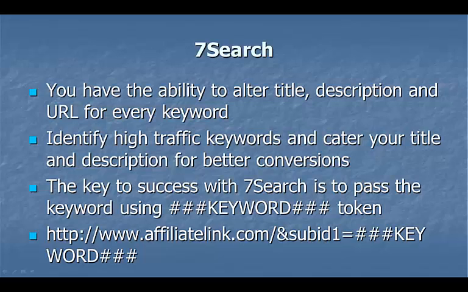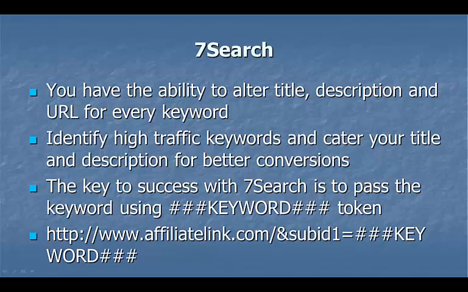Okay. Now, the key to success with 7Search, and this is really, really important, and I'm not sure why 7Search doesn't make this very prominent in their help section or when you are creating a campaign, is that you have to pass the keyword that you're bidding on using this particular token. And what is it? It's triple number sign, keyword, all in capitals, triple number sign. This is the keyword token that you can pass to any reporting system, whether it's Prosper 202 or right to the CPA network. And basically, 7Search will pass the keyword that generated that click or generated that conversion.